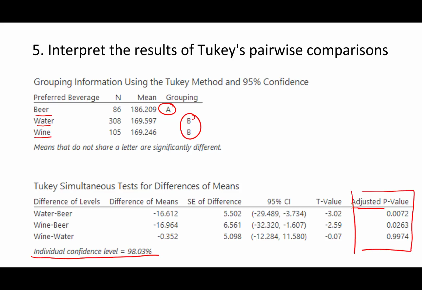If the adjusted p-value is less than or equal to the standard alpha level of 0.05, then we reject the null and there is a statistically significant difference. If the p-value is greater than 0.05, then the difference is not statistically significant. Here, the water and beer pair and the wine and beer pair both have p-values less than 0.05. So these two pairwise comparisons are statistically significant. The wine and water pair is not statistically significant because the p-value is greater than 0.05.